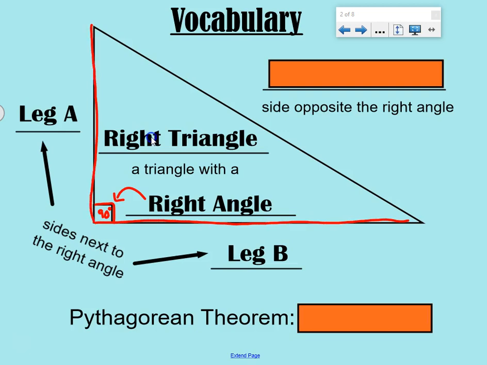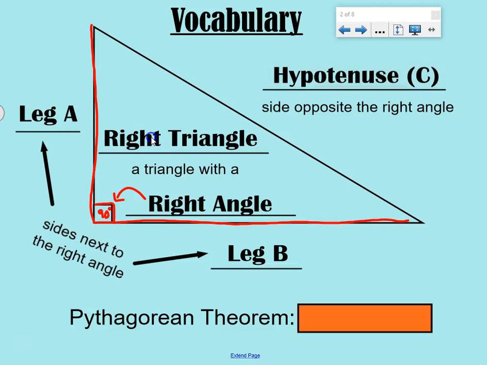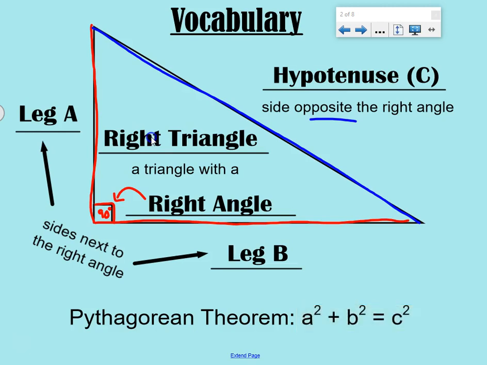The really important piece, though, is your side opposite the right angle, and that's your hypotenuse C. So it does not touch the right angle at all. It's opposite. Okay? So these play a part in our Pythagorean theorem, which is a squared, so we would take the length here, plus b squared, the length of b, and then it equals the length of c squared.